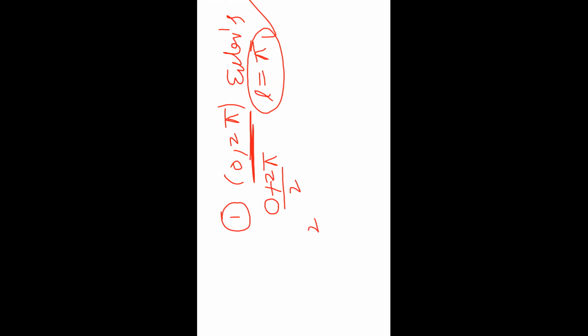And the second identification is change of interval. So if there are no Euler's limits and no even or odd limits, all the remaining limits are called change of interval.